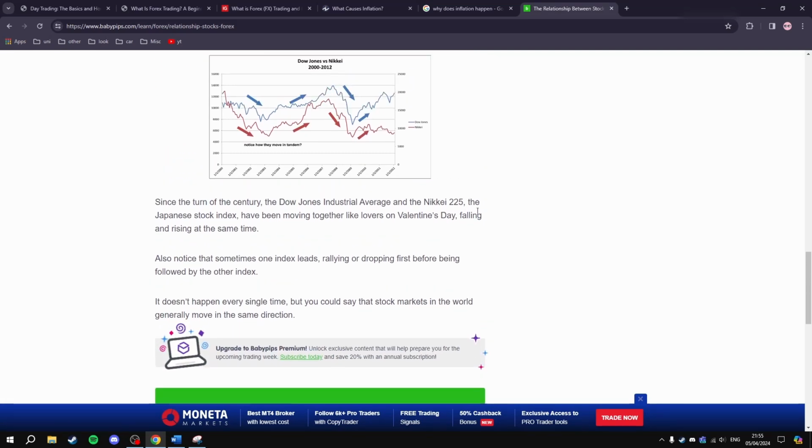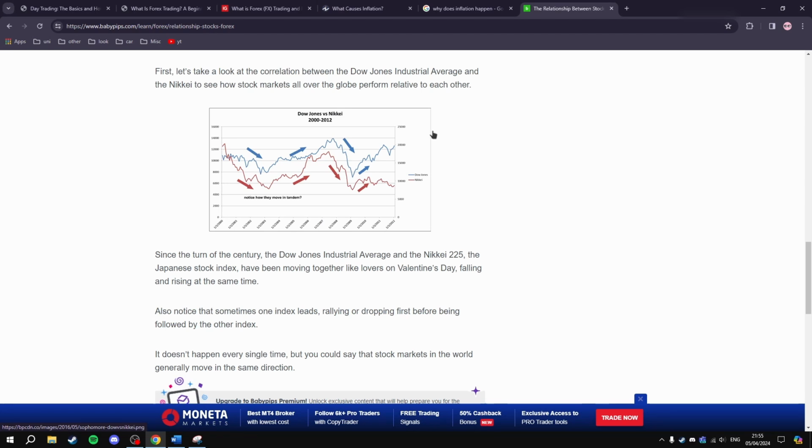Since the turn of the century, the Dow Jones Industrial Average and Nikkei 225, the Japanese stock market index, have been moving together like lovers on Valentine's Day, falling and rising at the same time. Also notice that sometimes one index leads, rallying or dropping first before being followed by the other index. It doesn't happen every single time, but you could say that stock markets of the world generally move in the same direction.